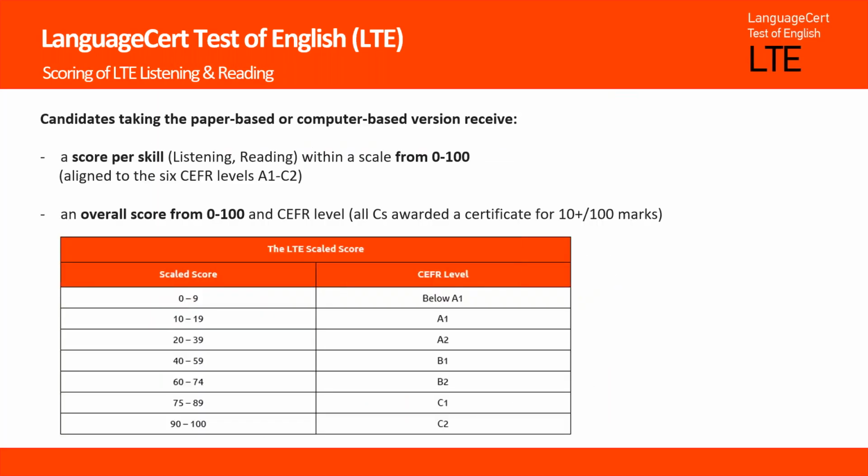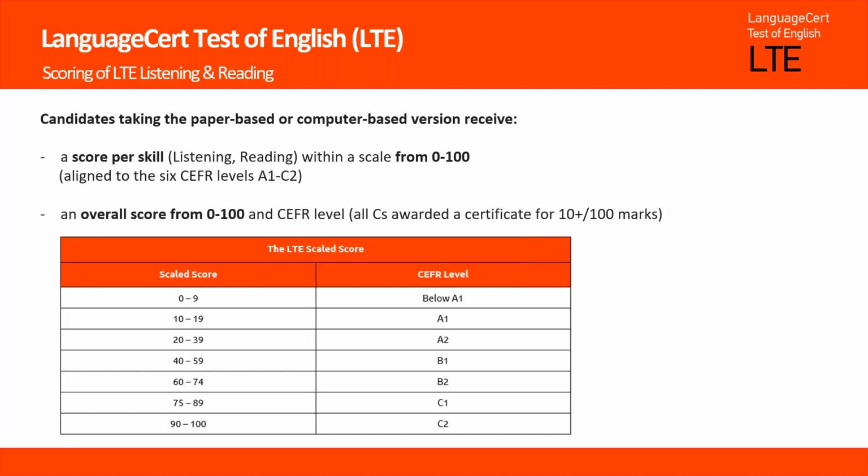Let's look now at how the test is scored. Candidates taking part in the paper-based or computer-based format of the test receive a score per skill. That is to say, 1 score for listening and 1 score for reading. All scores are within a scale from 0 to 100, with an indication of how these scores translate into an English language level. The LTE test scale is aligned to the 6 levels of the Common European Framework.